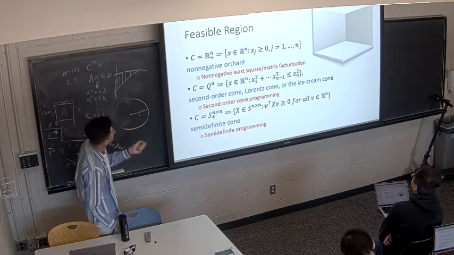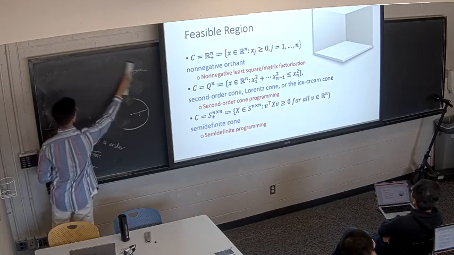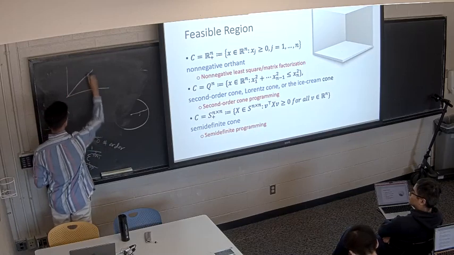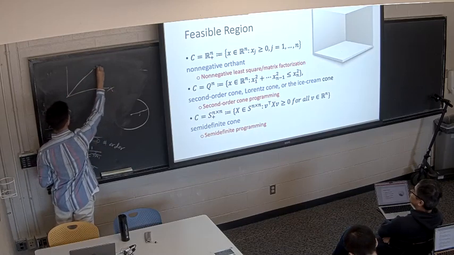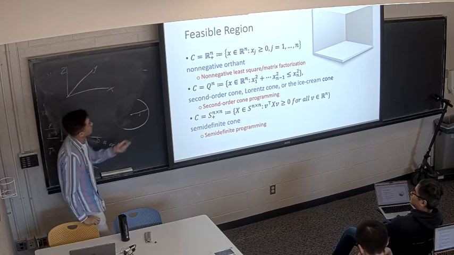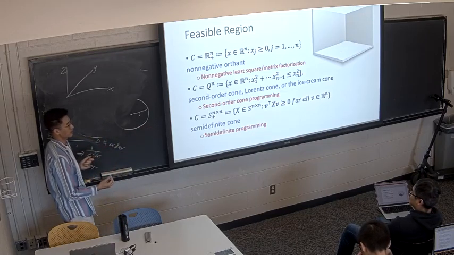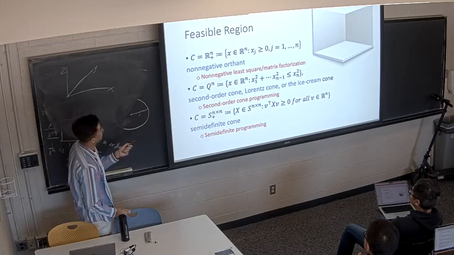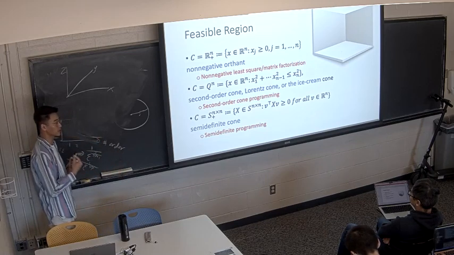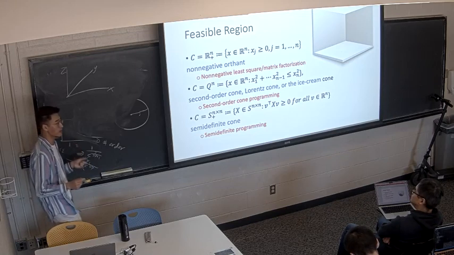So for example, this one is a nonnegative orthant. The nonnegative orthant in 3 dimensions looks like this. This is my x-axis, this is my y-axis, this is my z-axis. So it's just like a corner, right? And it's described by all the inequalities saying that all my elements need to be non-negative. This can be used in, for example, non-negative least squares or non-negative matrix factorization. Basically, I want to require all the elements either in my matrix or in my vector to be non-negative.